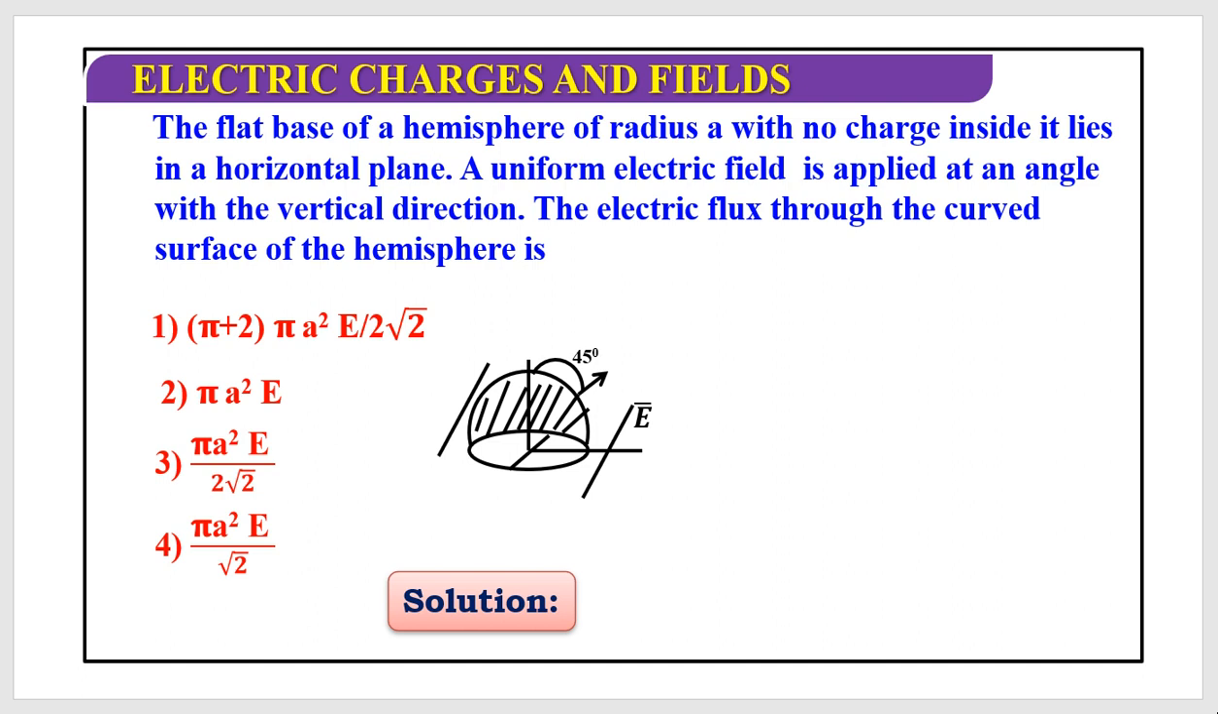I have already drawn a diagram for your help. It is not given in the question, but go through this question very quickly. Read it very carefully. They have given that the flat base area of a hemisphere has a radius of A.